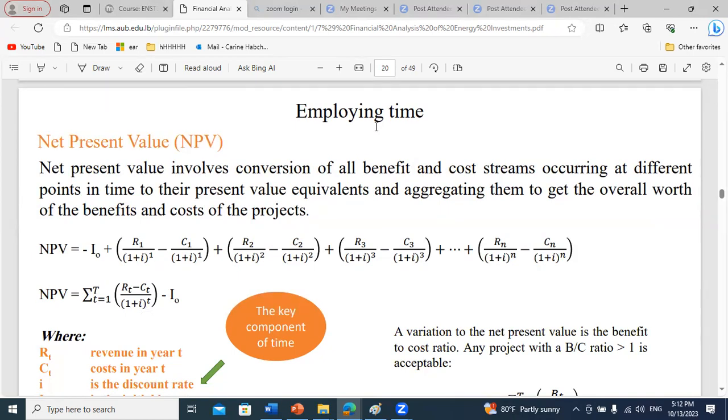And net present value will involve conversion of all benefits and cost streams occurring at different points in time to their present value equivalents, and aggregating them to get the overall worth of the benefits and costs of the project. So, in order to evaluate the real value of our annual rate, here you can see, for example, the annual net rate for year one is not only R1 minus C1, we divide it by 1 plus i to the power 1.